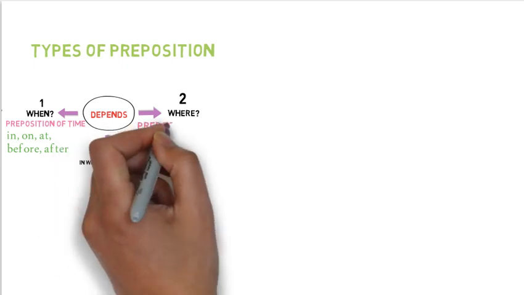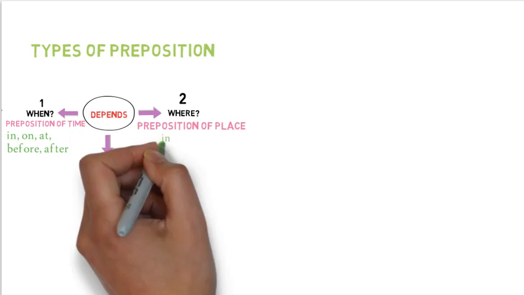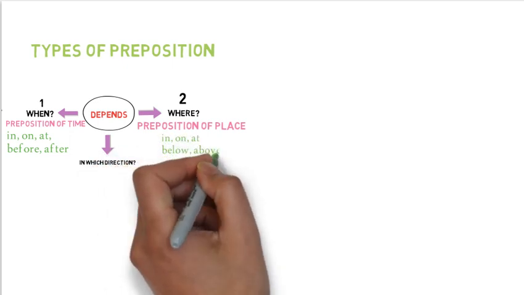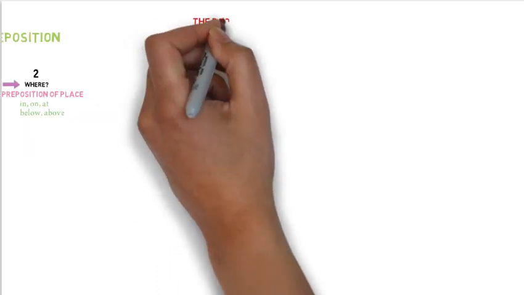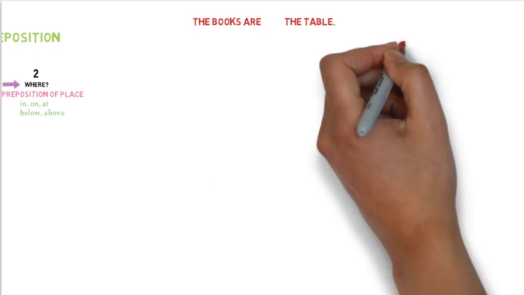Next, where: this is called the preposition of place. In, on, at, before, below, above, these are commonly used prepositions. The books are dash the table.